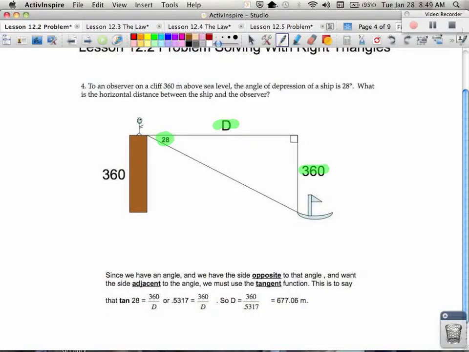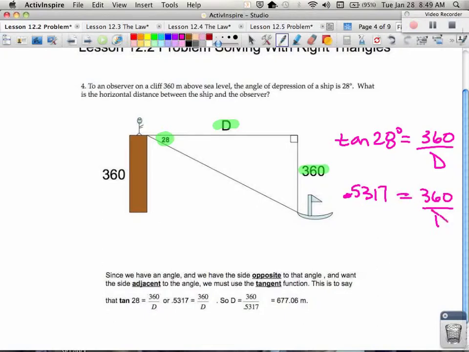When I set up my equation, since I'm working with the opposite and the adjacent, the tangent of my angle, which was 28 degrees, should be equal to the opposite side, 360, divided by my adjacent, which was called d. I type the tangent of 28 degrees into my calculator, and that yields 0.5317, and that's still equal to my 360 divided by my d.